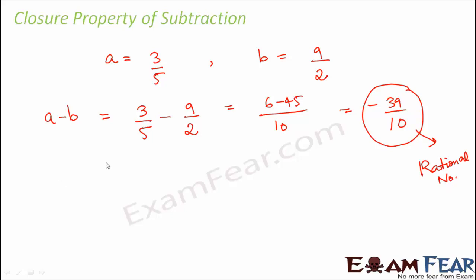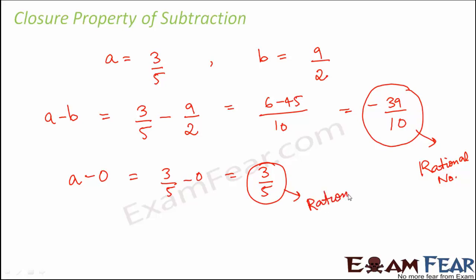Now not only this, even if you consider 0 as one of the rational numbers, because we saw that the division property doesn't work for 0. So do you think that the subtraction property would work for 0? So let's say that one rational number is a and the other rational number b is 0. So in that case, a minus 0 would be 3 by 5 minus 0, which will be equal to 3 by 5. And 3 by 5 again is a rational number. So that means the closure property works for 0 as well.